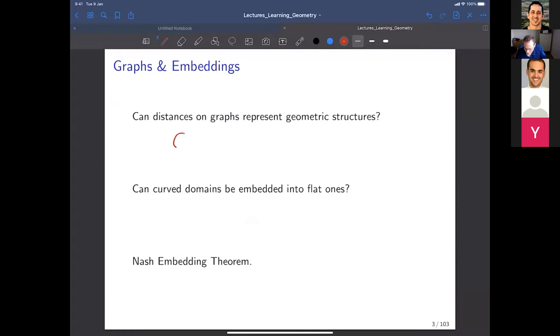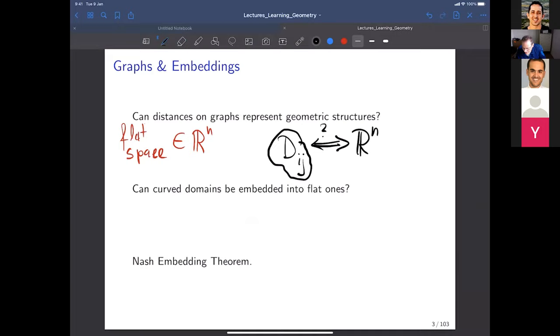Okay, this is flat space. In a moment, what we will see is that looking at the DIJs, I can decipher whether this is flat or not. And in fact, I can also decipher in how many dimensions I can embed it. Can it be embedded into any Rn? So just by looking at this matrix, I can immediately tell you whether this is flat or not. So flat domains are those that can be embedded into Euclidean ones.